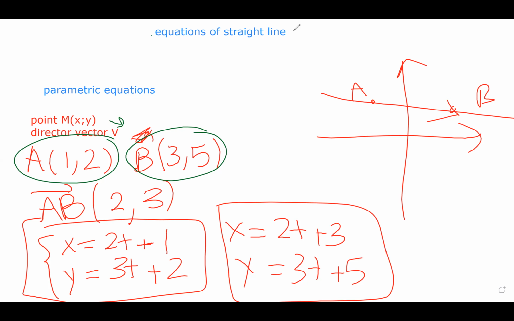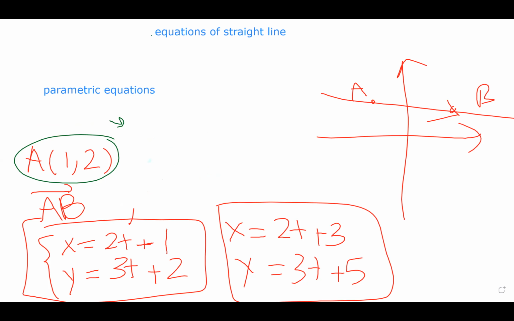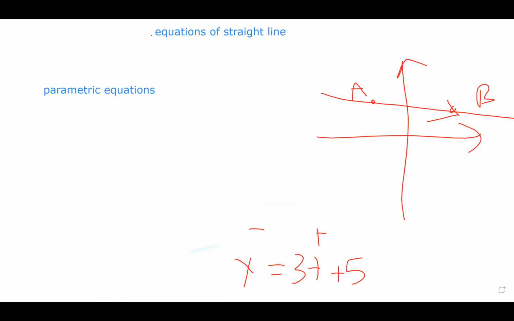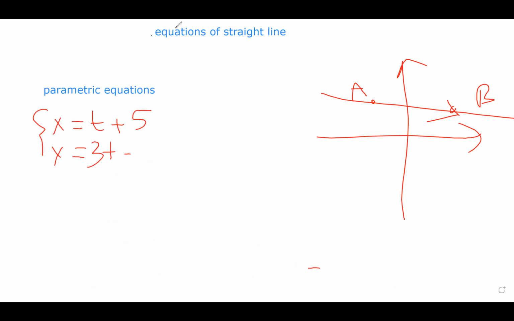Is it clear? Suppose the question now is to change from a parametric equation into a Cartesian equation. I will take, for example, X equals T plus 5, Y equals 3T minus 1. I want you to change it to the Cartesian form, which is AX plus BY plus C equals 0. What do I do?